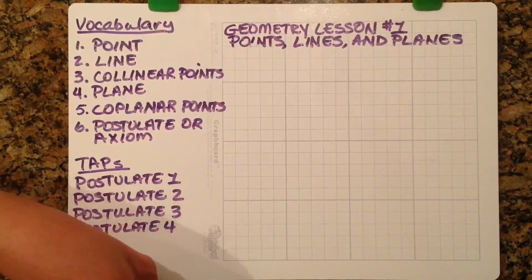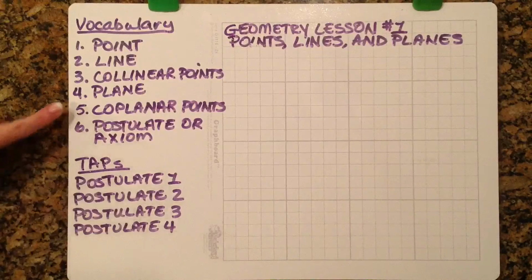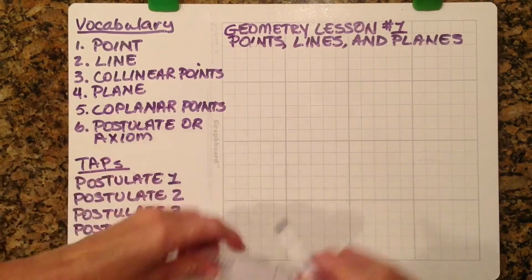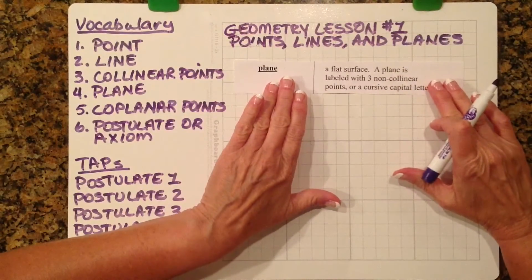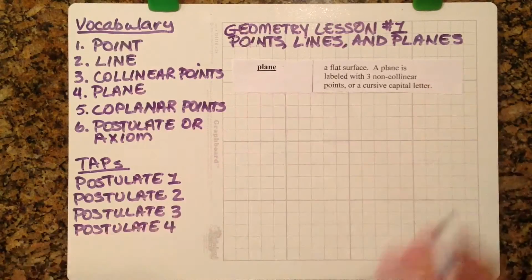Let's talk about a plane. We're right here on definition number 4. A plane, and I've gone ahead and I've written it down already, just to save some time.